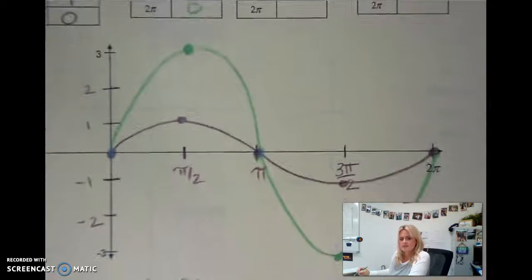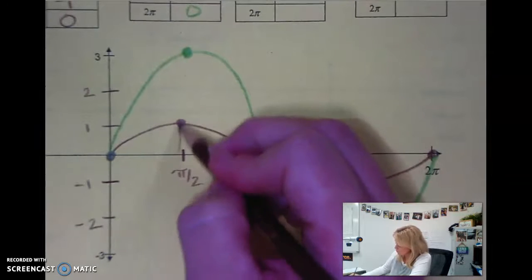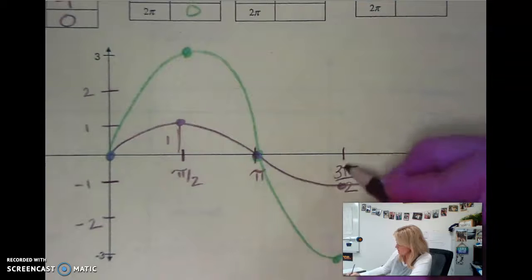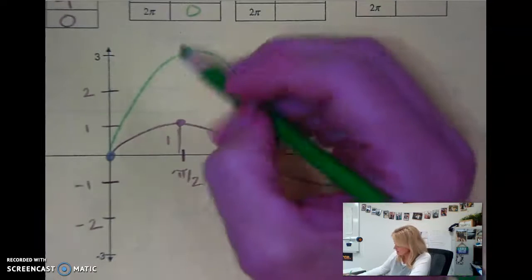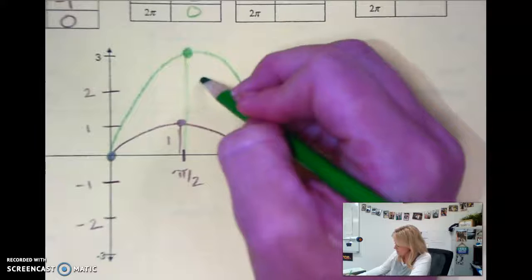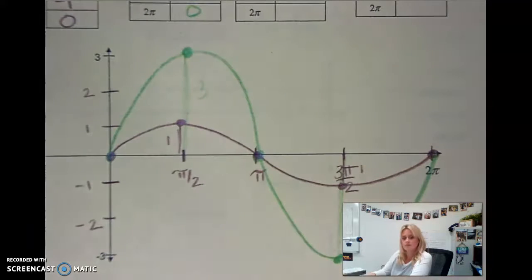So we would say here that it had an amplitude of 1 because it was 1 high or 1 low with my brown graph. And now I have an amplitude of 3 high and 3 low. Remember, amplitude is when it cuts at the midline. It's the same distance up as it is down.